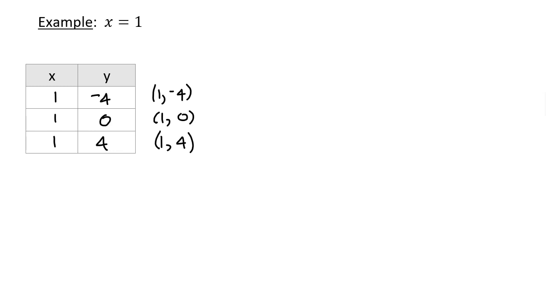But whenever x equals a constant number, we're going to have a vertical line. So we can graph the point (1, -4), the point (1, 0), the point (1, 4), and connect them, and we see we have a vertical line.